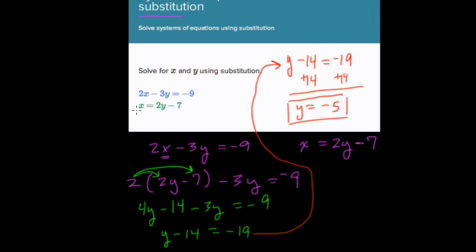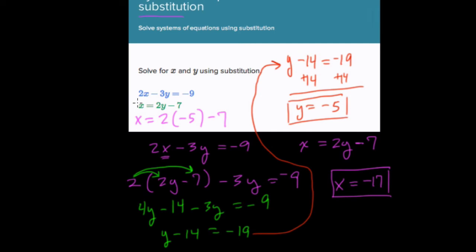Plug it into either equation. I'll use the x here. x equals 2 times y, or 2 times negative 5, minus 7. 2 times negative 5, that's negative 10, minus 7, that's negative 17. So x equals negative 17, right?